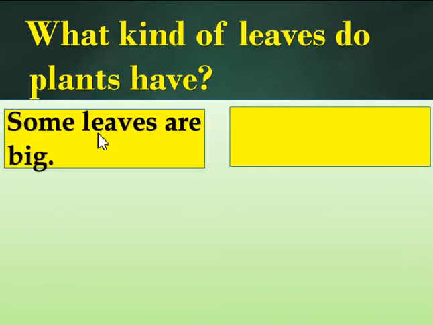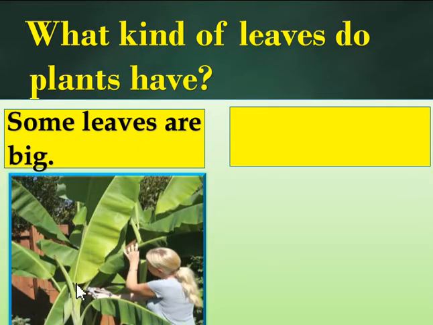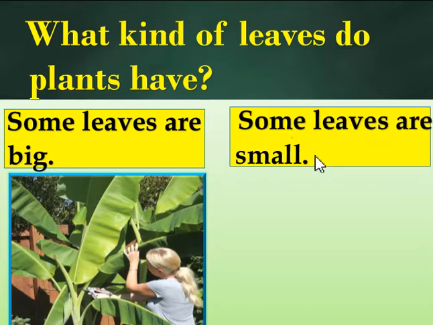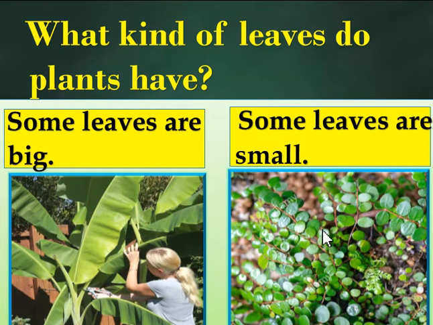And also some leaves are big. Some leaves are big, like banana leaves. Banana leaves are so big, like in this picture. If we have big, also we have small. Some leaves are small, like this one.